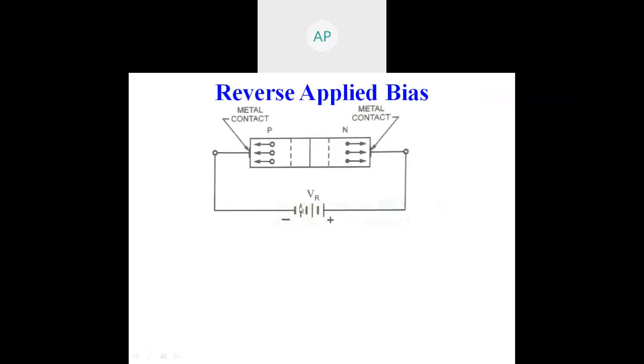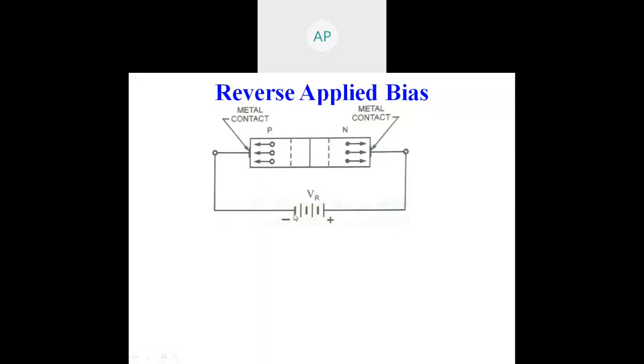So if this battery is not connected, by the process of diffusion, by the manufacturing process, P-type and N-type materials are joined, and once they join, a recombination process takes place, and here the depletion layer is formed with positive ions in the N region and negative ions in the P region. We have discussed this one.